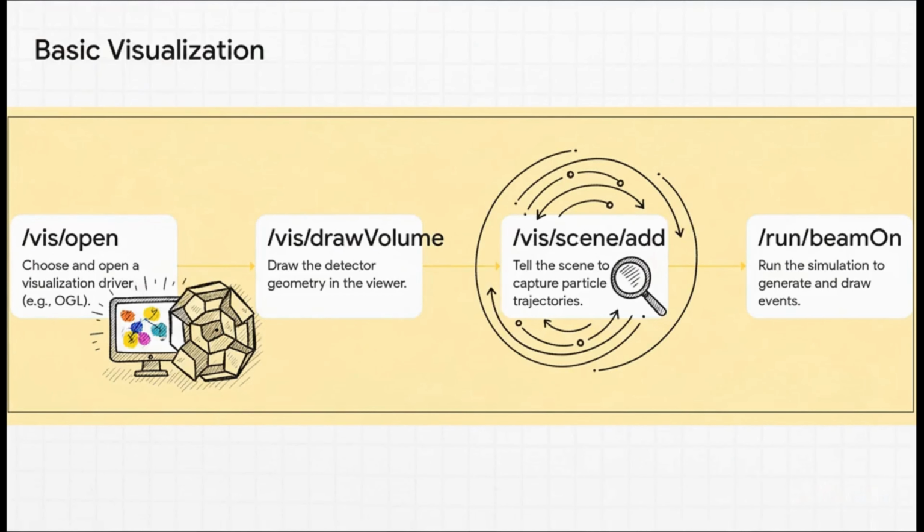Believe it or not, getting started often just boils down to these 4 key commands. First, you open a viewer with the driver you want, something like /viz/open OGL. Simple enough. Then, you draw your detector geometry. After that, you have to tell the scene you want to see the particle tracks, and then you run an event. A super common mistake here is running the beam before adding trajectories to the scene. You'll get a great view of your detector, but no tracks.